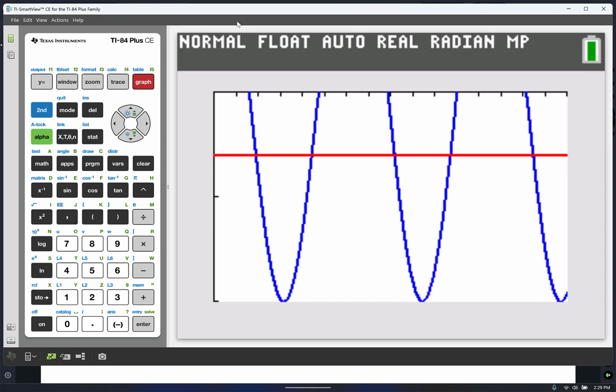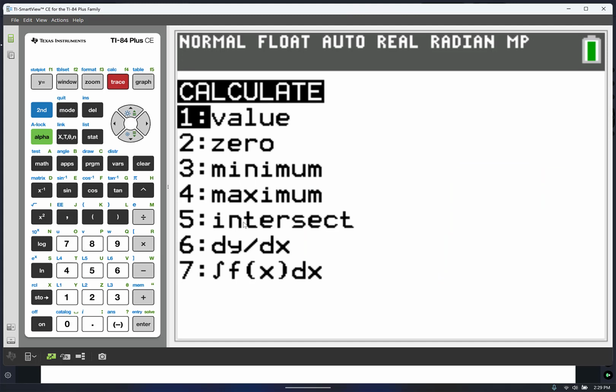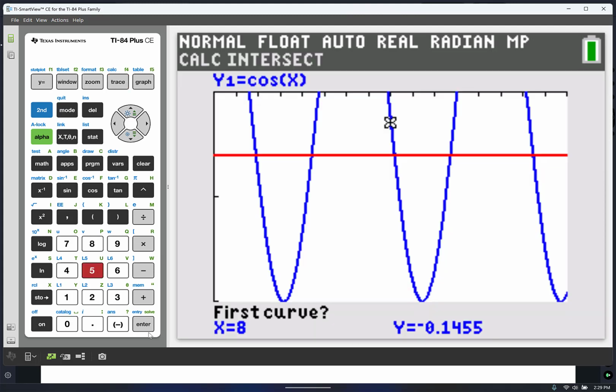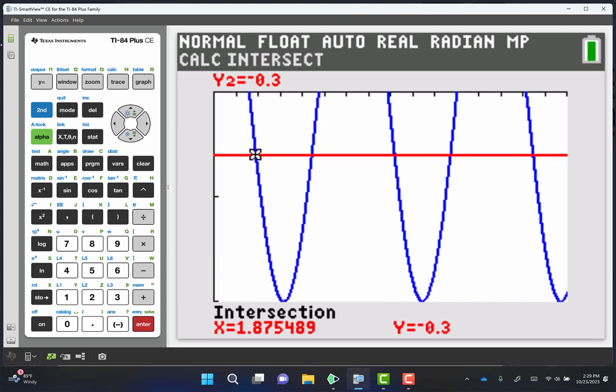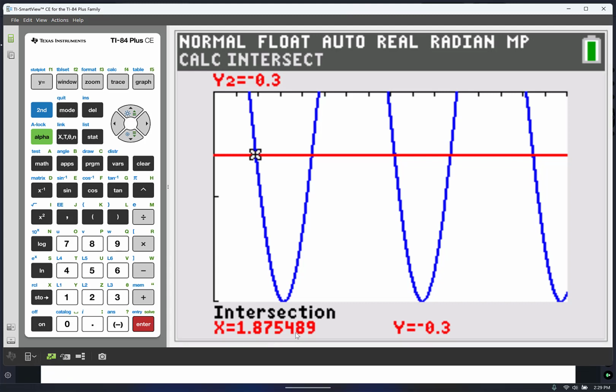So check this out. I'm going to tell the calculator, second calculate, and I want an intersection. Number 5. Enter, and I'm going to enter twice. First curve, second curve. When it says guess, scroll to the one you want. I want this first one way over here. So I go to the first one, and I push enter. Look at that, 1.875. Isn't that one of my answers? Yeah, don't worry, I'm going to do this many times.